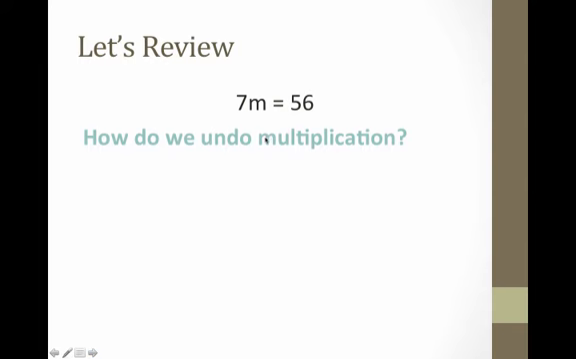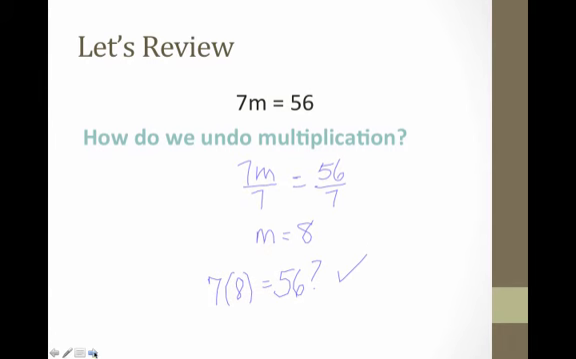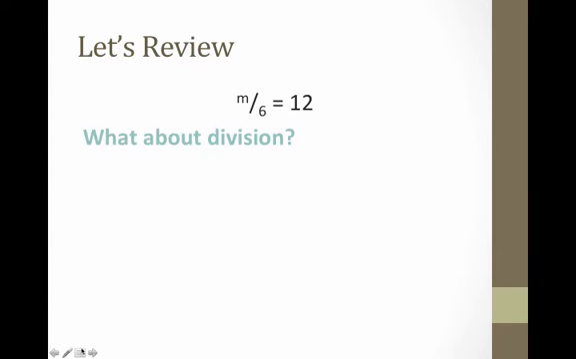Okay, moving on. Next day we worked on multiplication and division. How do we undo multiplication? Well, we divide, right? So I'm going to take my 7m and divide by 7. And I did it on one side, I'll do it on the other. So now my m equals 8. Plug that back in. 7 times 8. Does that equal 56? Sure does. We already did our check step.